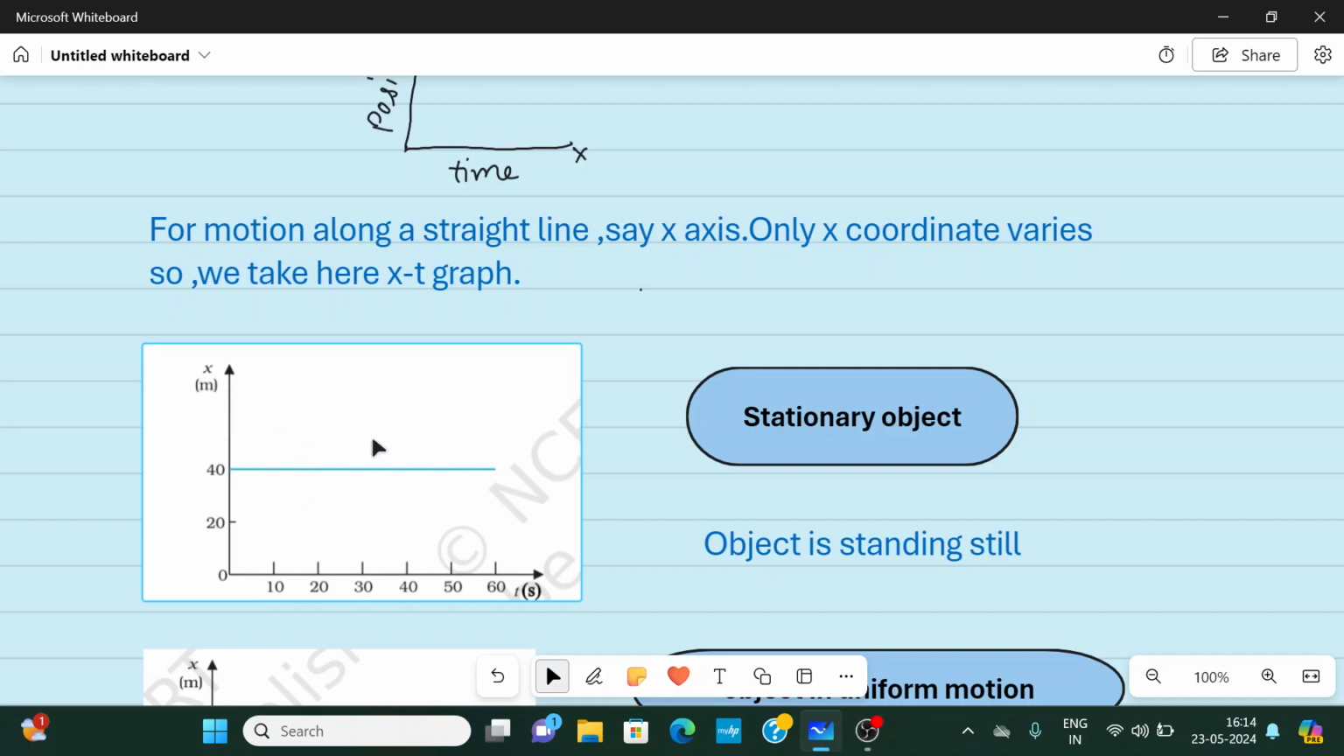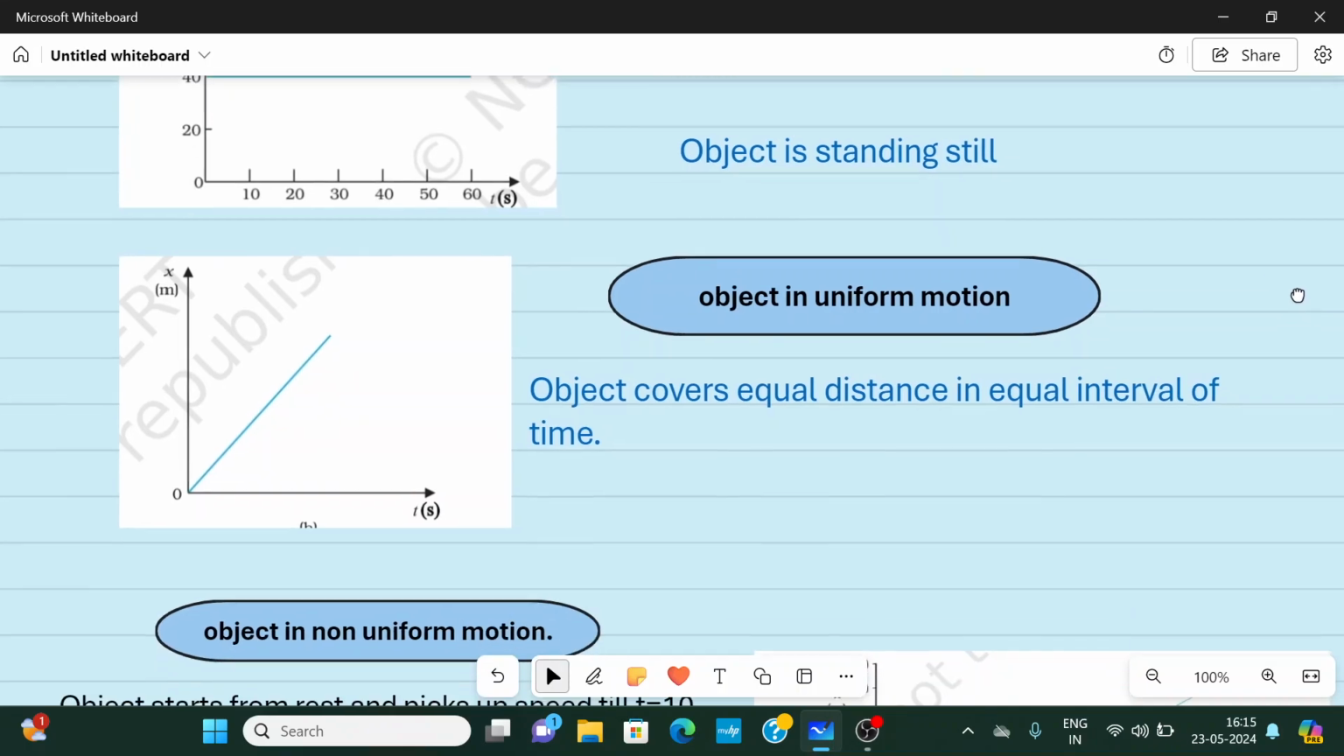So this is xt graph for stationary object. Stationary object means object is standing still, means it is not moving, and object is standing at x is equal to 40 meter. So from here we can see that x is 40 for all the time because object is not moving, it is standing at x is equal to 40. So the graph will be a straight line parallel to time axis. So for stationary object, the xt graph will be a straight line parallel to time axis.